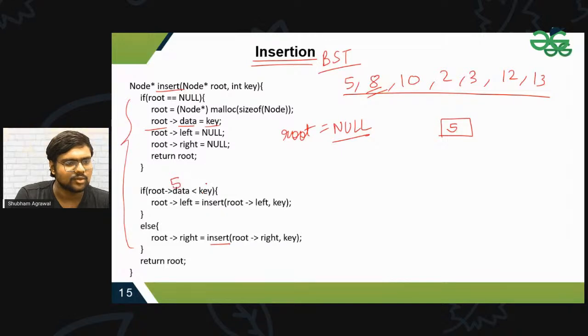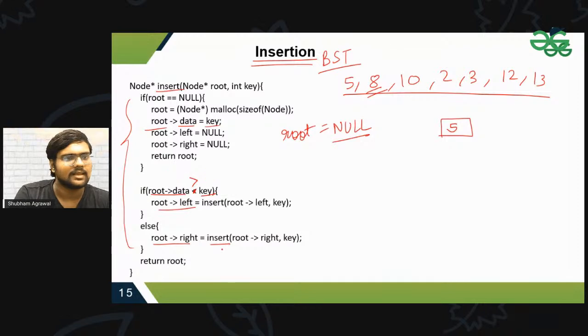So the key should be inserted at the right side, so here the symbol should be greater. If root's data is greater than key, then we will come to this condition, else we will go to this condition. Here 5 is not greater than 8, so we will go to the right. Here insert of right will be called.